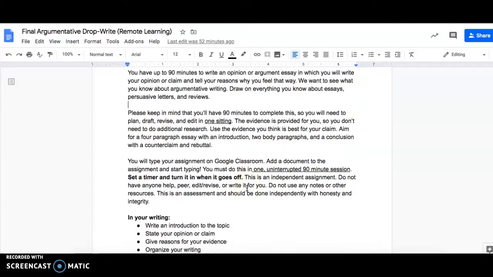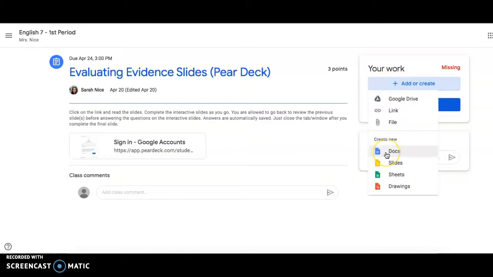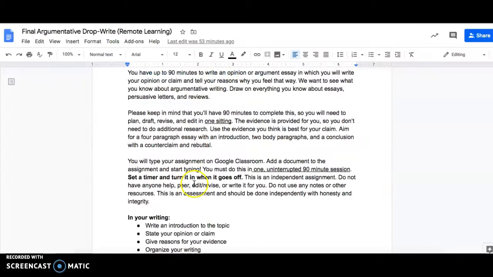You're going to end up typing your assignment on Google Classroom. So in the assignment posting, you have this direction page, this video, and then I'm going to want you to attach a blank document to write your essay. The way you do that, this is a different assignment, but you would just open up the assignment, and where it says your work, you click add or create, and then attach a document, and I'll get it all ready for you, and that's where you're going to type it up.